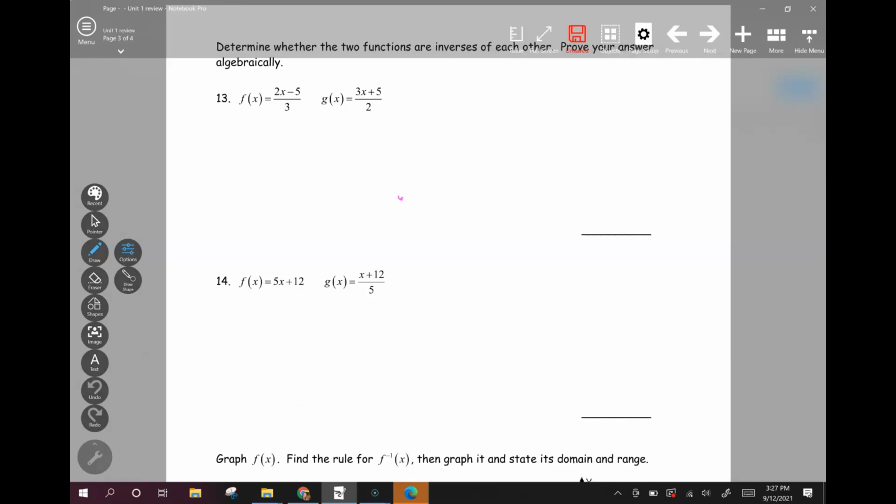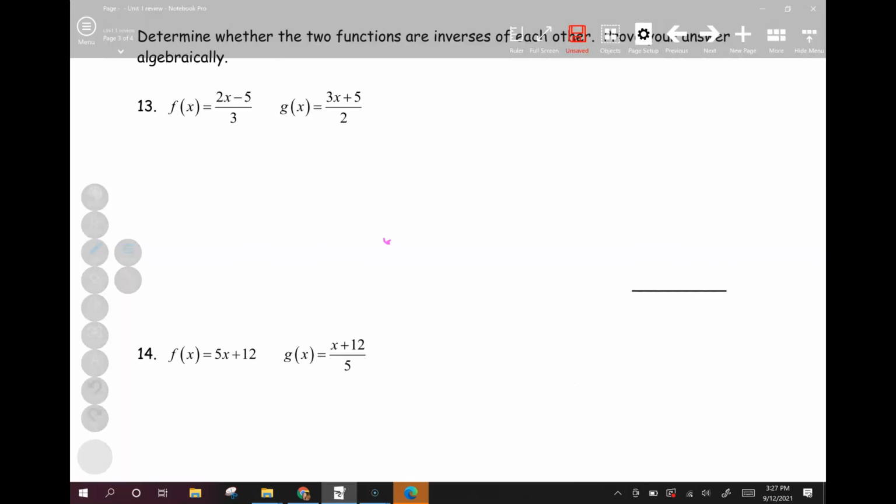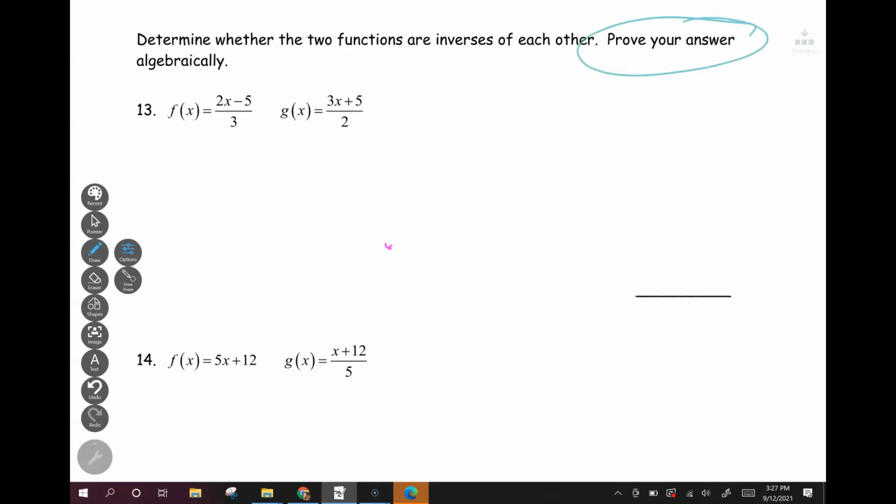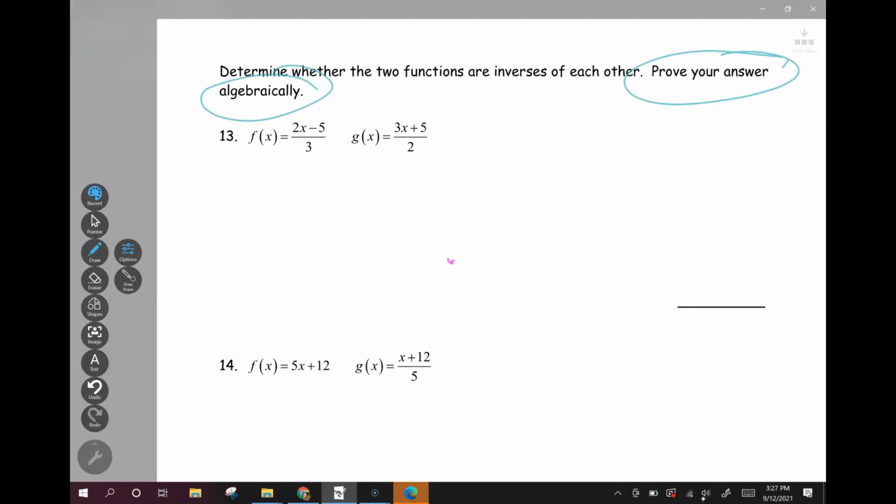All right, determine whether the functions are inverses and prove it algebraically. You have to have the algebra on there to get credit for these. Make sure you work it out. You can't just say yes or no. So remember, what we do is we find f of g of x, and it needs to come out to x. And then we need to find g of f of x, and it needs to come out to x. And then that means that they are inverses. If either one does not equal x, then they are not inverses.